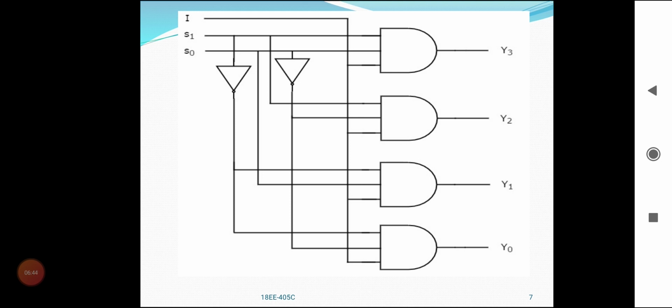So whenever S1 S0 is equal to 1 1, then I is connected to the Y3 line. When S1 and S0 are 0, then Y0 is connected to the input line. If S1 is equal to 1 and S0 is equal to 0, then Y2 is connected to the input line. So whenever S1 is equal to 0 and S0 is equal to 1, then the Y1 AND gate is enabled, and the I input is connected to the Y1 output line.